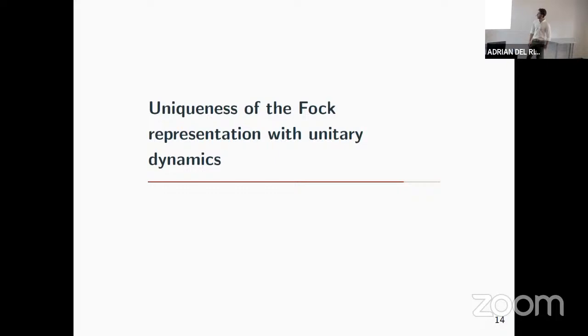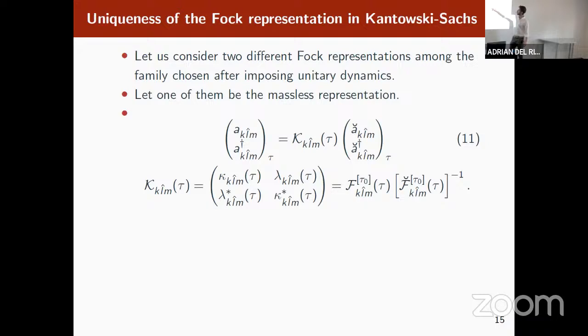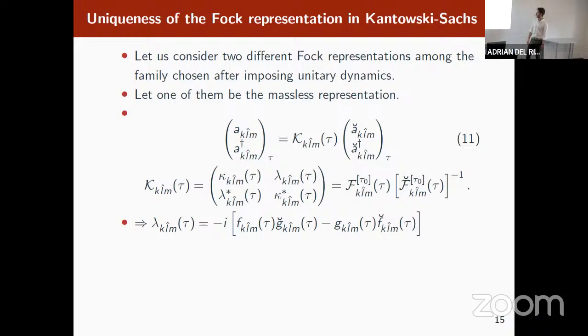Let me convince you that if we consider two Fock representations, they're going to be equivalent with one another. So we choose two different Fock representations among this family that we have selected. Without loss of generality, we're going to choose one of them to be the massless representation. So the two representations will be related by this matrix over here. And in order for them to be equivalent, we have already learned that we have to focus on these anti-diagonal parts. Identifying who these lambda functions are, we determine that they are of this form over here.